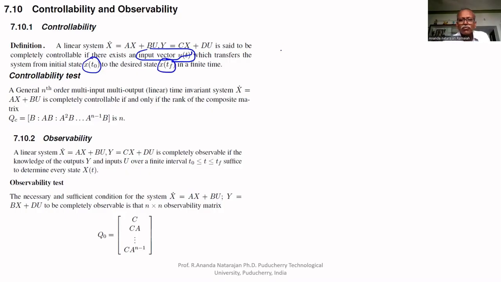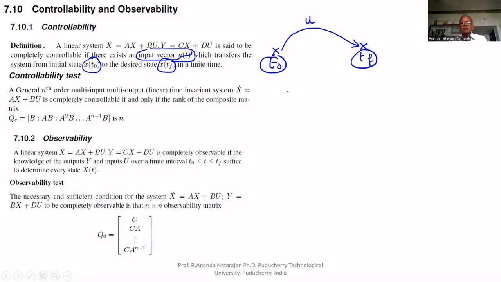You want to transfer a system from one state to another state. This is the t naught. This is at tf. You want to transfer the system from this state to this state, meaning if a u is available to transfer from this state to this state, then the system is said to be controllable.